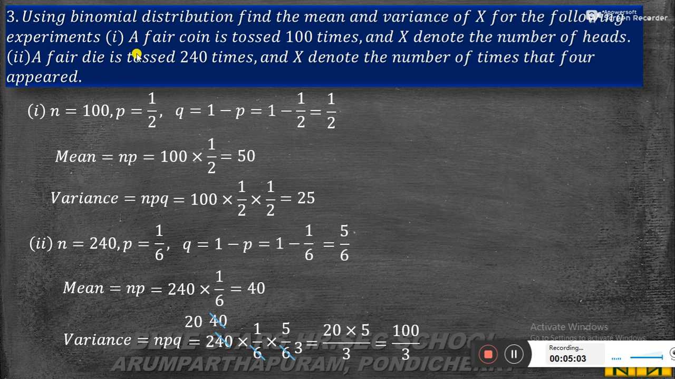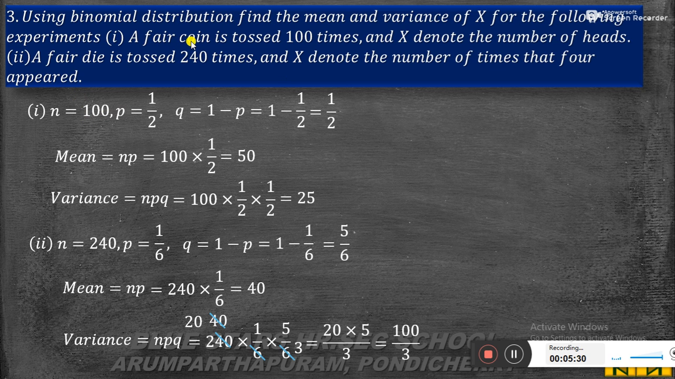Next, subdivision 2: a fair die is rolled 240 times, so n equal to 240. X denotes the number of times that 4 appeared. So now we will solve the first problem, the first subdivision.